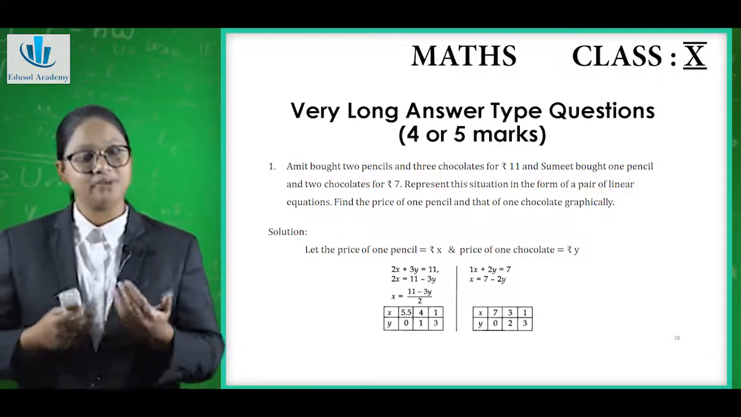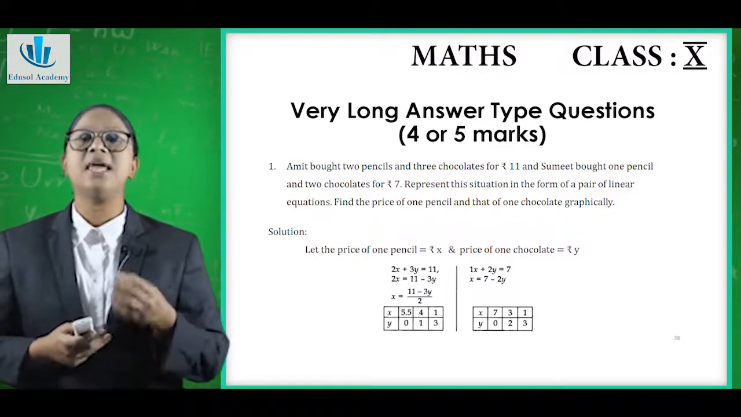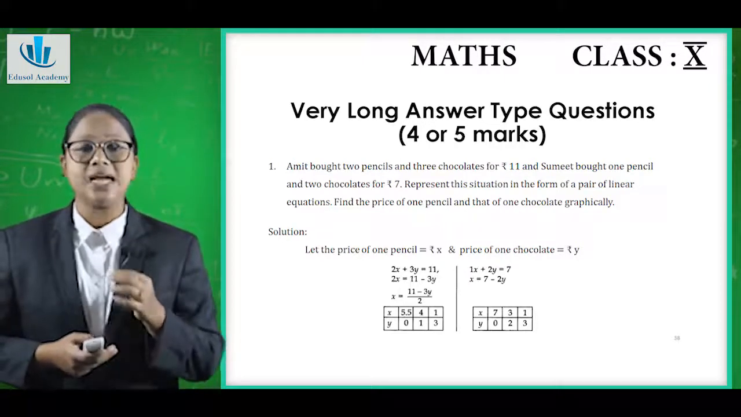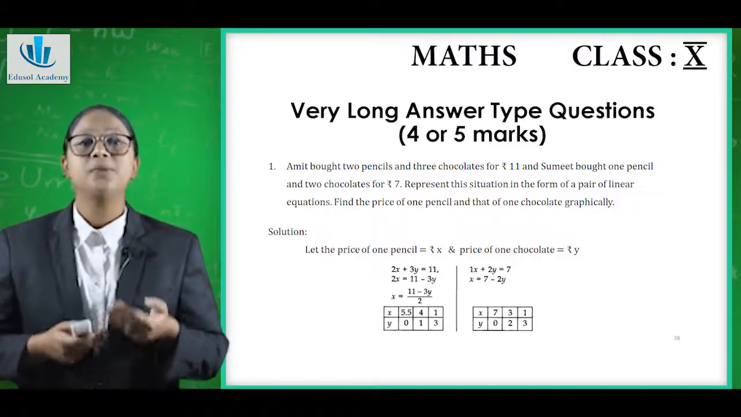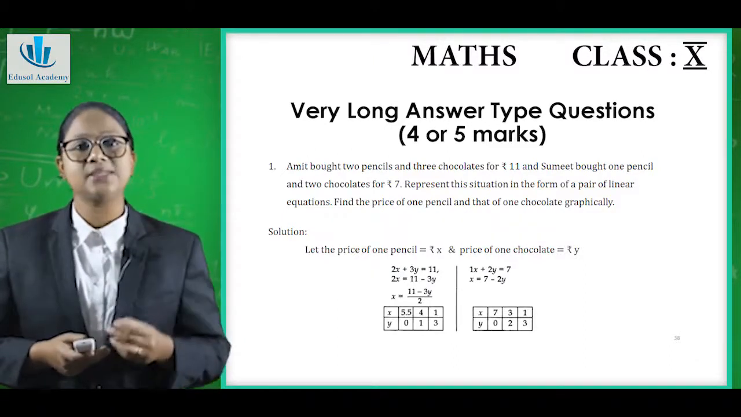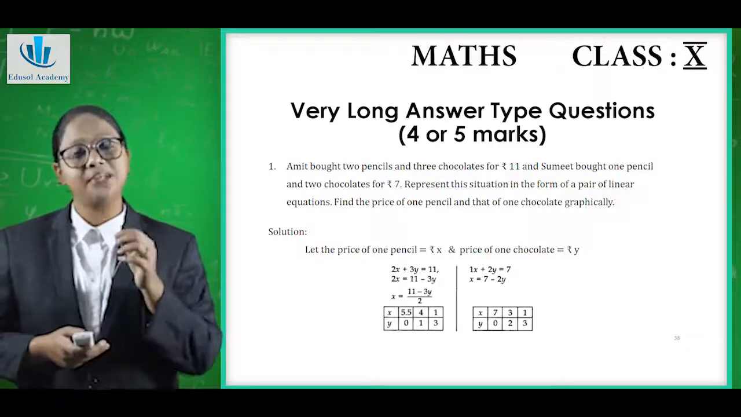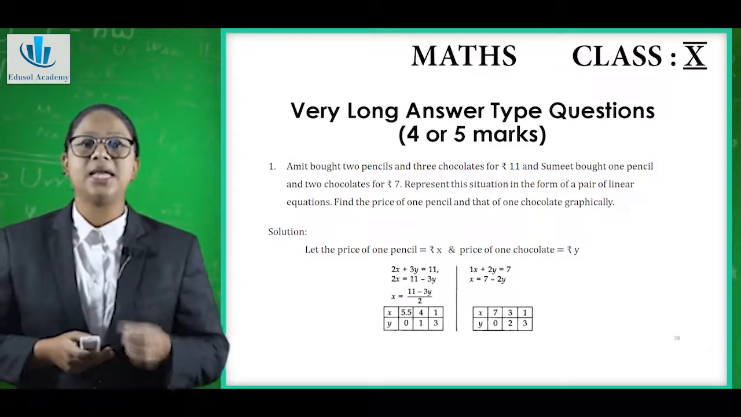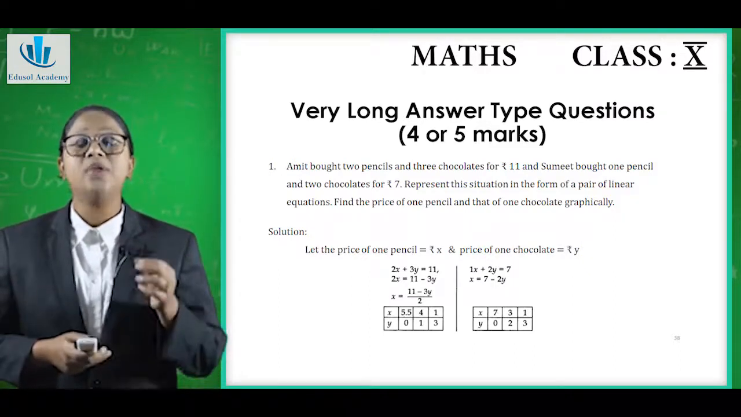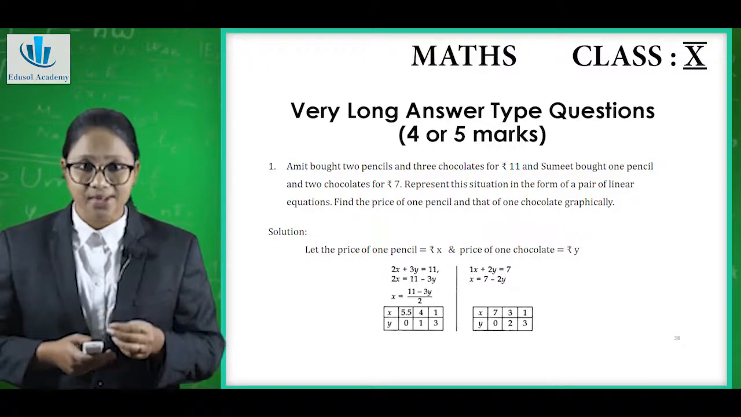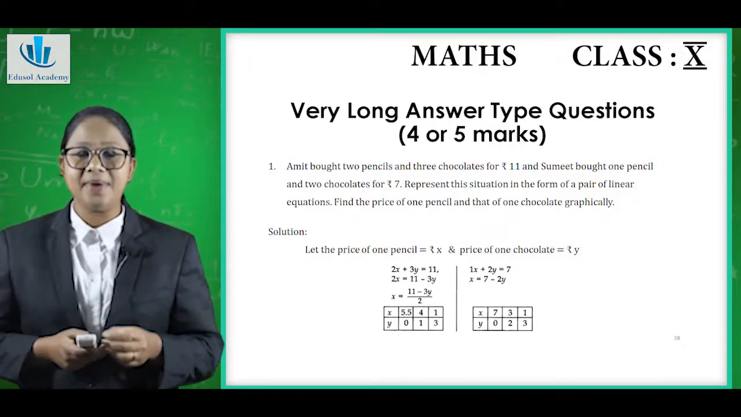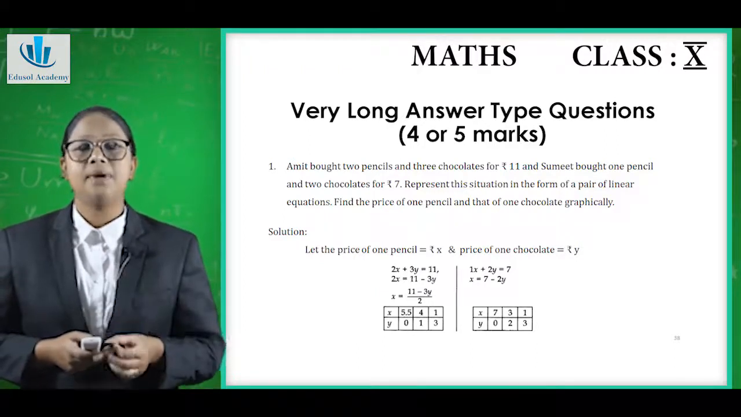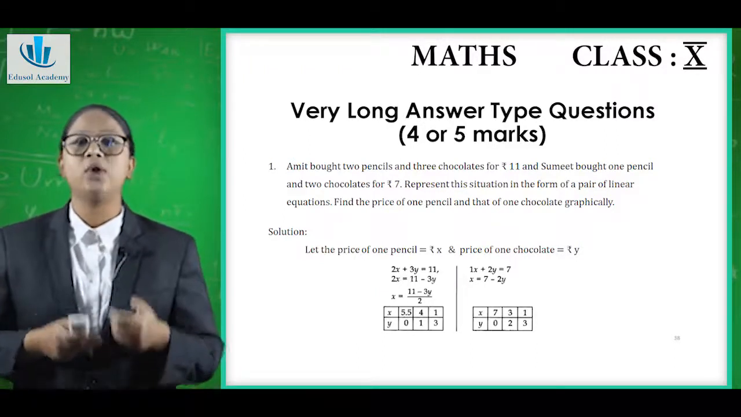So first things first, we have to start giving the assumption. Find the price of 1 pencil and that of 1 chocolate. That's what we have to find. So let price of 1 pencil be rupees x and price of 1 chocolate be rupees y. Now for 2 pencils and 3 chocolates, it's 11. So the equation will be 2x plus 3y equal to 11, and for 1 pencil and 2 chocolates it's 7. So 1x plus 2y is equal to 7.